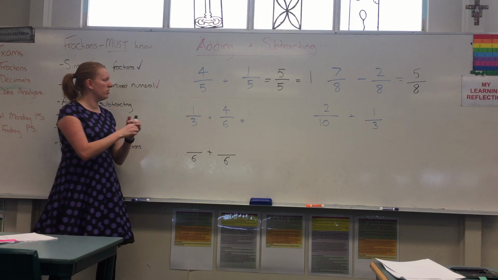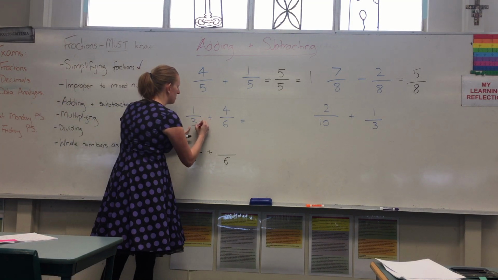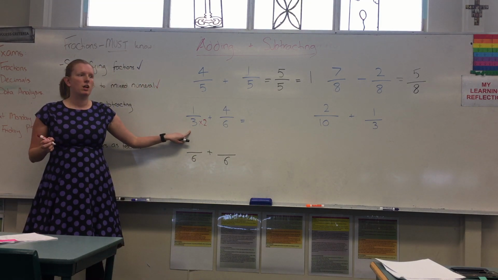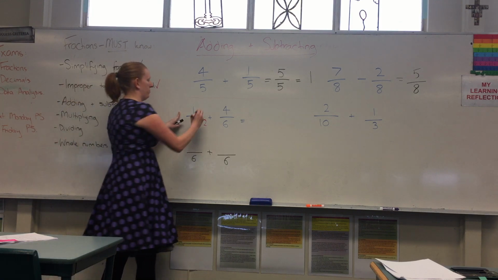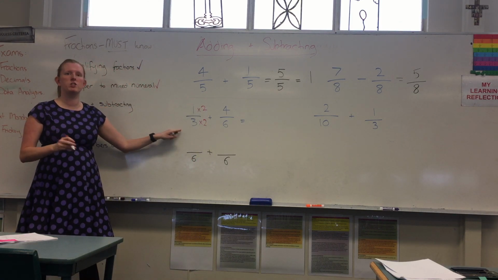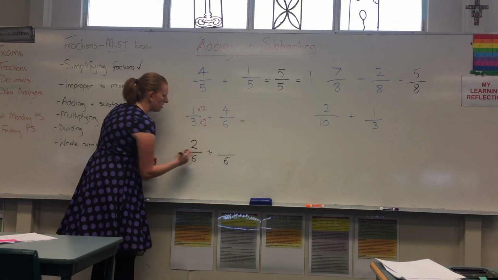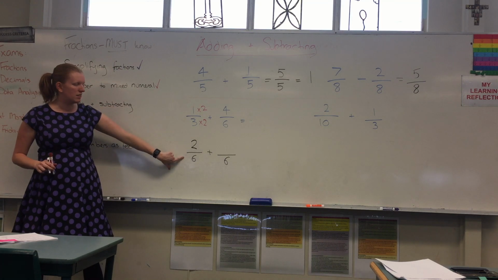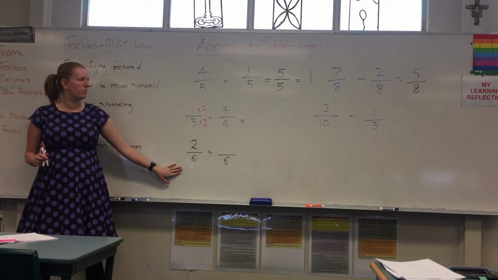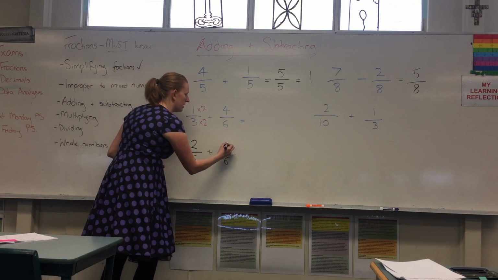What do I have to do to 3 to turn it into a 6? Times 2. I'm going to times it by 2. So if I do that to the bottom, I also have to do that to the top. So I've multiplied this entire fraction by 2. So 1 times 2 is? 2. Cool. Now this fraction has turned into this. So 1 over 3 has turned into 2 over 6. My second fraction is already out of 6, so I don't actually have to do anything to that. I just bring it straight down.